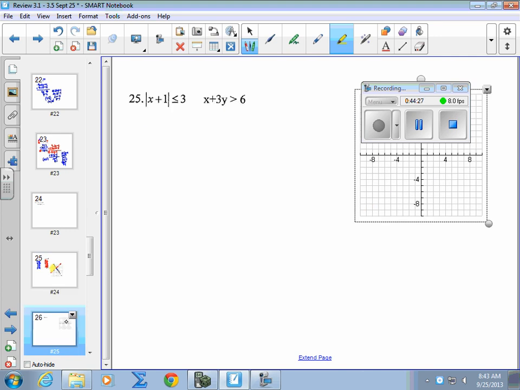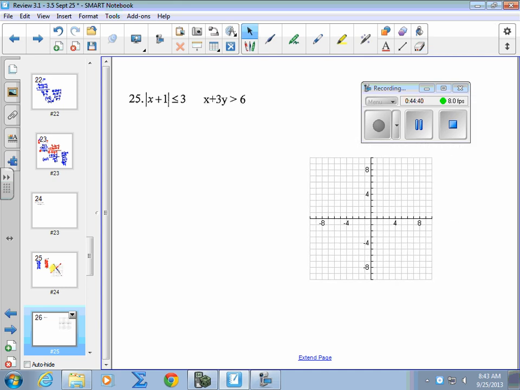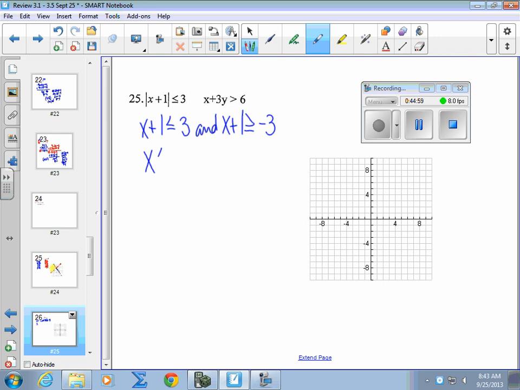On problem number 25, you need to recognize what type of problem it is. It says the absolute value of x plus 1 is less than or equal to 3, and x plus 3y is greater than 6. We know that the absolute value of x plus 1 is a conjunction. We have x plus 1 is less than or equal to 3, and x plus 1 is greater than or equal to negative 3. So x is less than or equal to 2, and x is greater than or equal to negative 4.